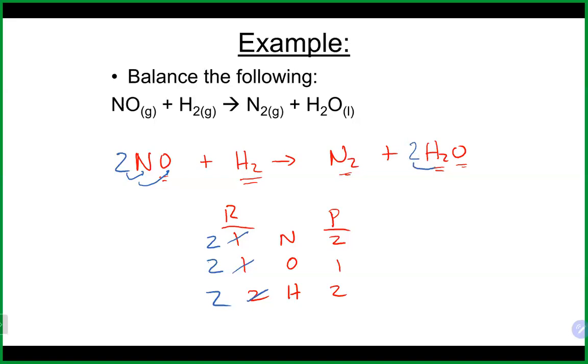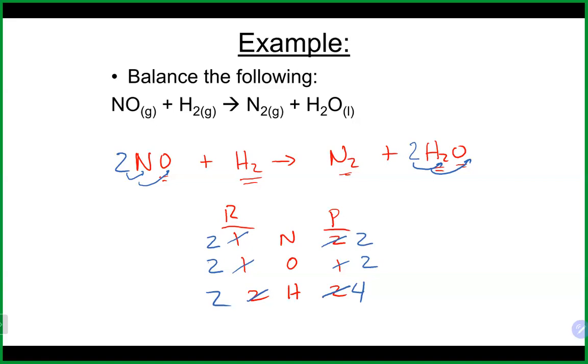That 2 goes to both of these behind it. So that will give me now 2 nitrogens, 2 times 2 is 4 hydrogens, and 2 times 1 is 2 oxygens. So I'm getting closer, right? I now have my nitrogen and oxygen in place. The last place I should go now is to the left-hand side.